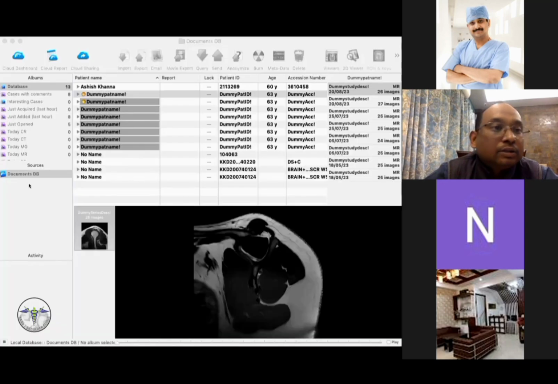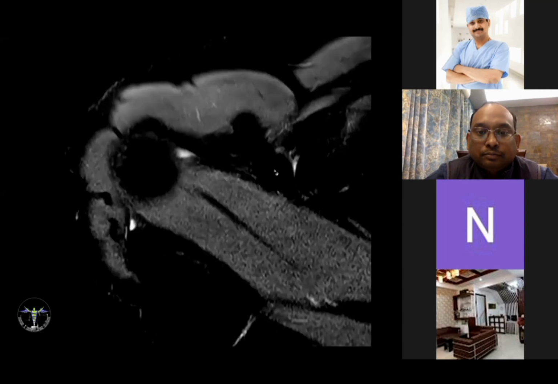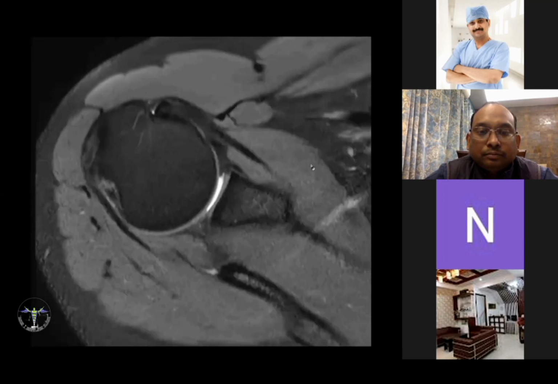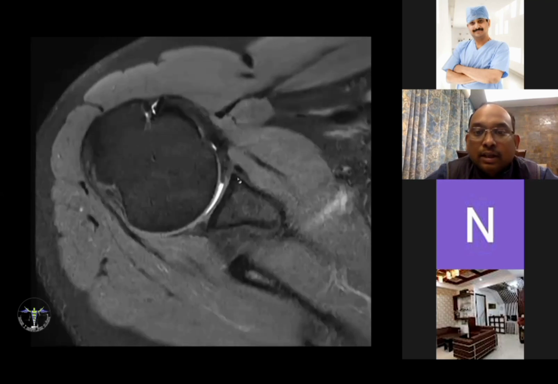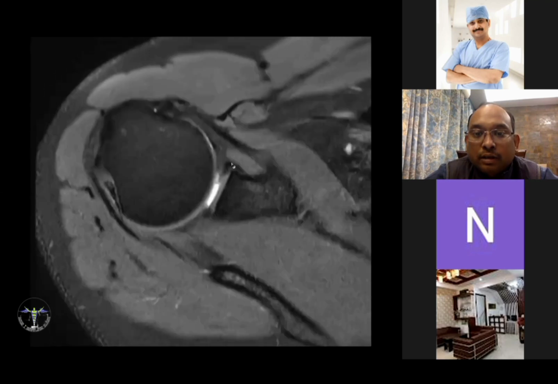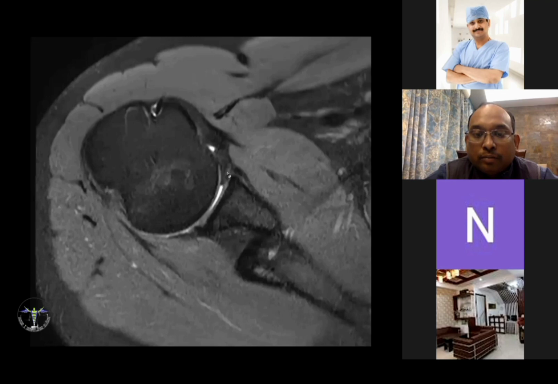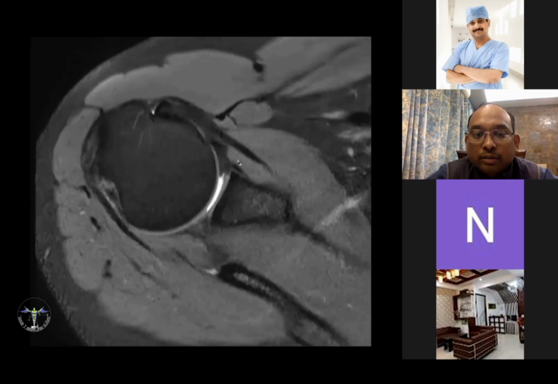So this is another example where we are able to see a Hill-Sachs lesion. This is a large Hill-Sachs. If we are talking of Bankart's, there is a tear of the anterior inferior glenoid labrum. Now I think everyone can appreciate well what a tear of the labrum looks like. This tear is extending up to the superior aspect. So the whole anterior labrum is torn.